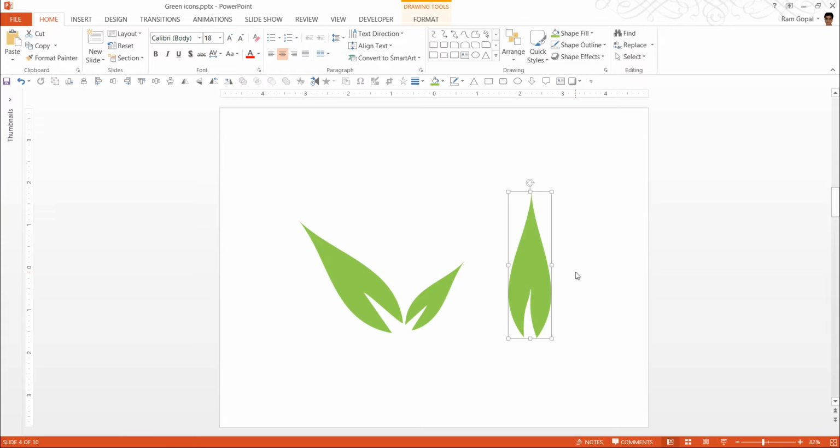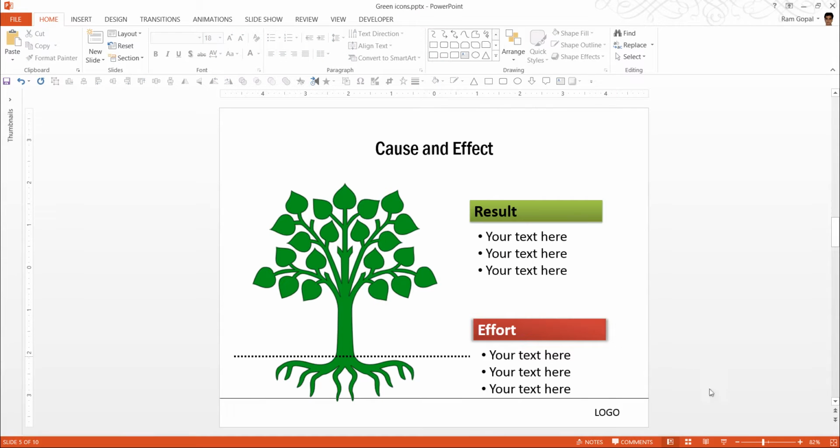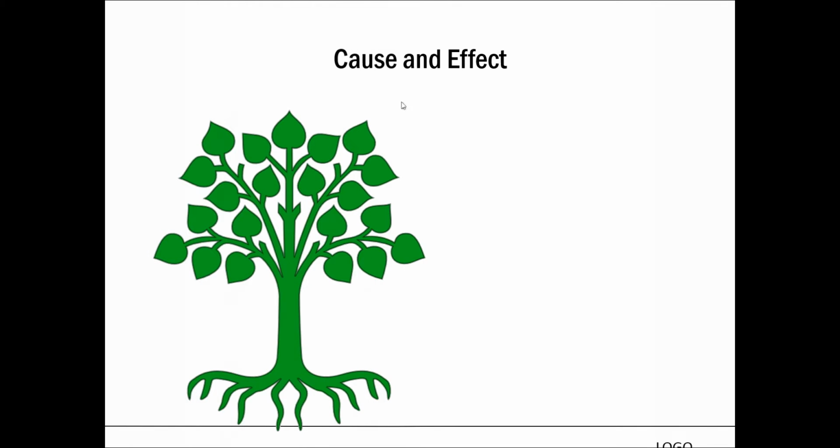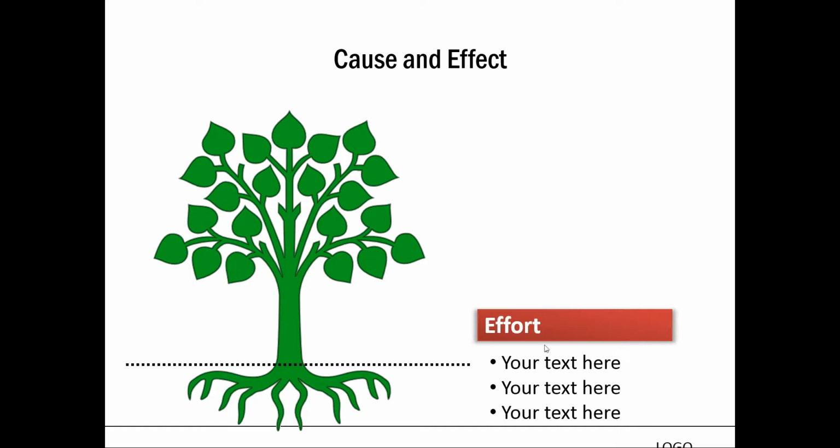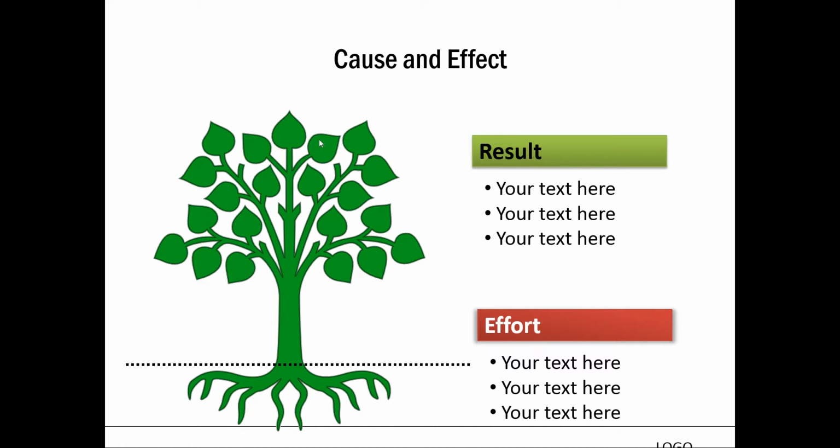I'm going to show you some example templates taken from our PowerPoint CEO packs, where we have used the idea of leaves and plants to convey some very interesting concepts. The first one is this one, where we show cause and effect using this tree example. And here we show that the effort you put into the roots actually gives you results later. That means you need to work on the roots to get sheen on the leaves. That is the idea of this particular template.